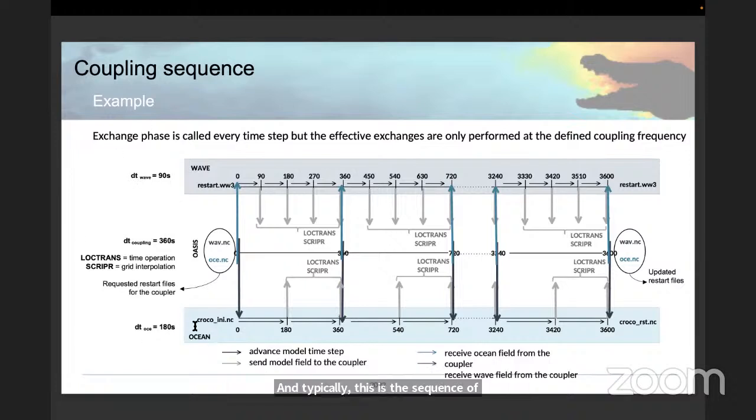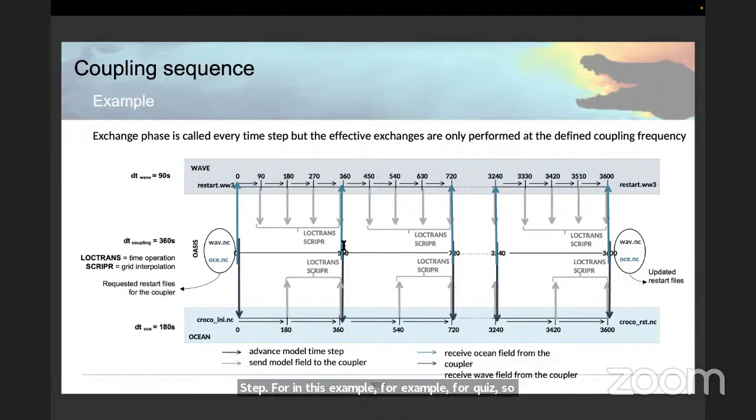So this is an example with ocean and wave coupling, for example. At the beginning, we have initialization files, so CROCO ini typically, and for WaveWatch, this restart file .wavewatch, for example. We need to have some files also to initialize the coupler. And then each model is running at its own time step. In this example, for CROCO, it's 190 seconds, and for WaveWatch, it's 90 seconds.